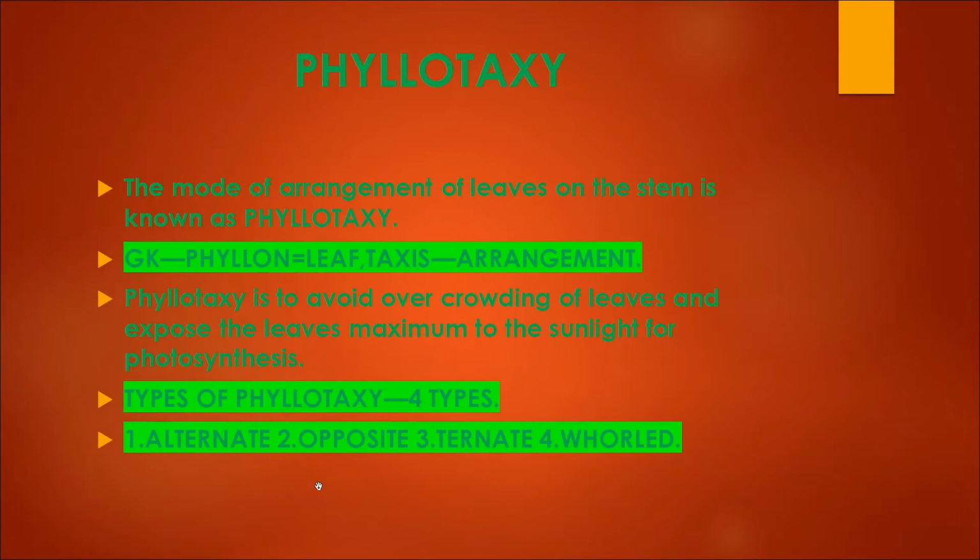What is meant by phyllotaxy? The mode of arrangement of leaves on the stem. How the leaves are arranged on the stem is called phyllotaxy. Phyllon means leaf and taxis means arrangement. Phyllotaxy is to avoid the overcrowding of the leaves at one place and to expose the leaves maximally to the sunlight for photosynthesis. There are 4 types of phyllotaxy, namely alternate, opposite, ternate and whorled.